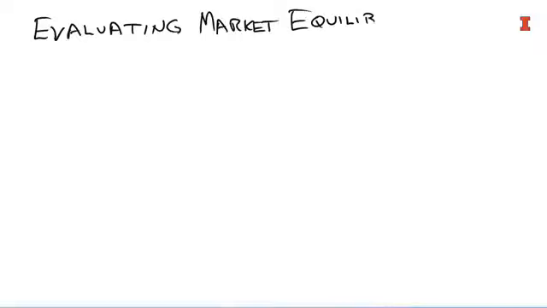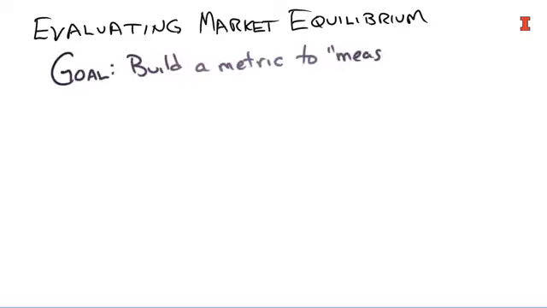So I'm going to start by saying that our goal here is to understand the process of evaluating market equilibrium. And so our goal is to build this yardstick. We're going to build a metric to measure efficiency. Now, the good news is that once we've built this metric, we're going to build it with the idea that it's good in all cases.